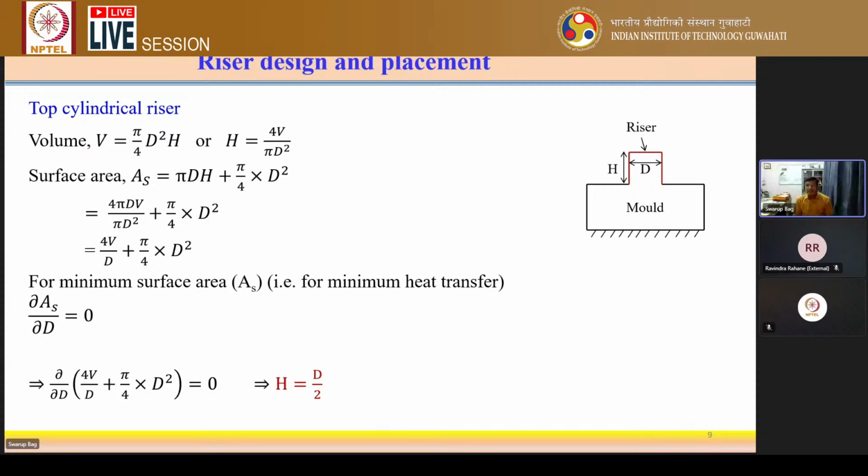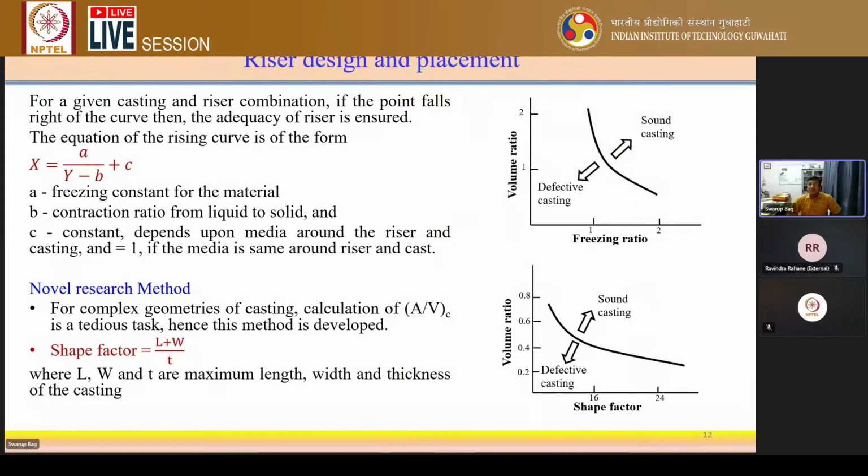That ratio indicates the freezing ratio. Similarly, the volume ratio can be calculated as Vr by Vc, the volume of the riser and the volume of the casting. So the X, Y values we can easily calculate, and then we can define the curve where the X-axis is the freezing ratio and the Y-axis is the volume ratio, and then we can make a boundary that if you maintain this particular position, then we can get the sound casting, otherwise the defective casting.